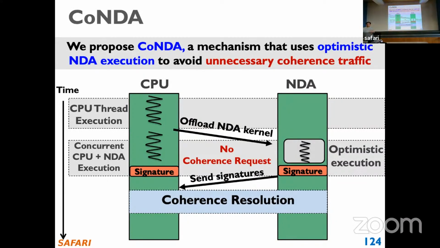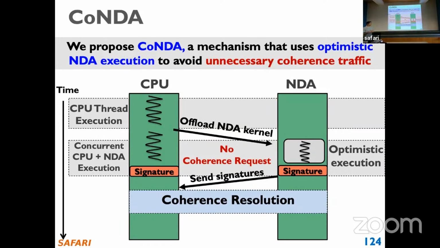The CPU compares with their own signature, and this way they see if they modified the same cache lines or not. If the signatures are completely different, that means that they work on completely different cache lines, they modified completely different cache lines. So then we are good, right? There was no coherence conflict, there was no problem.